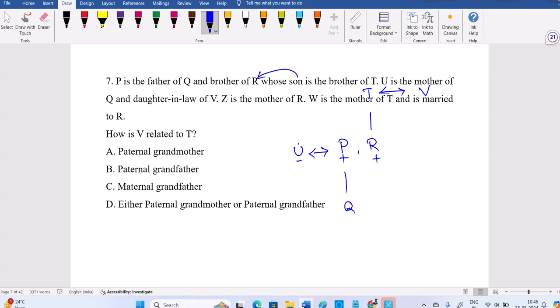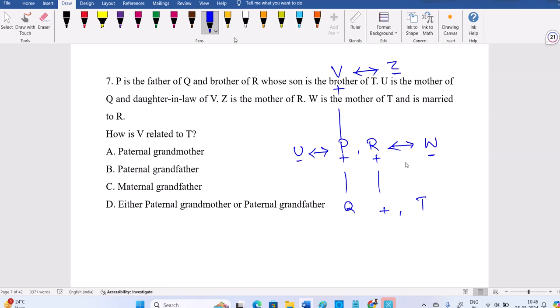Okay, fine. So R's son is brother of T. Then U is mother of Q, and daughter-in-law of V. So P and R's parent, one of the parents is V, and Z is mother of R, so V and Z are a married couple. W is mother of T, R and W are a married couple.